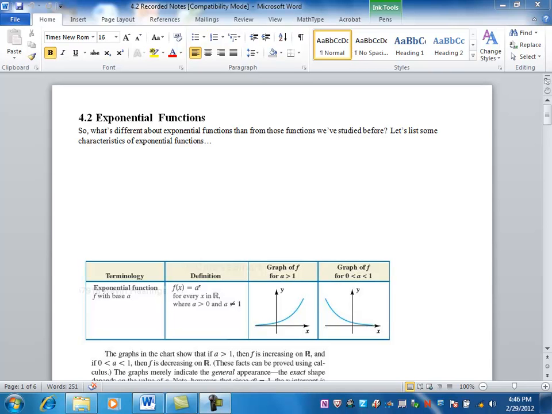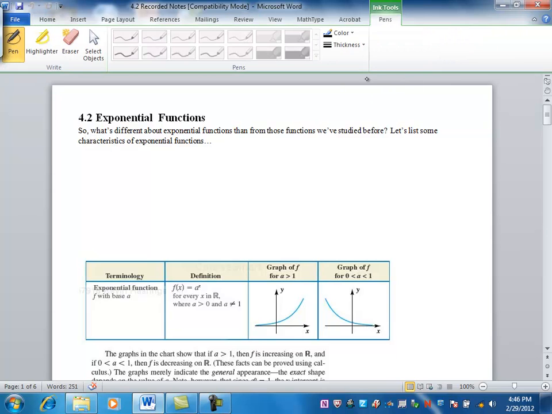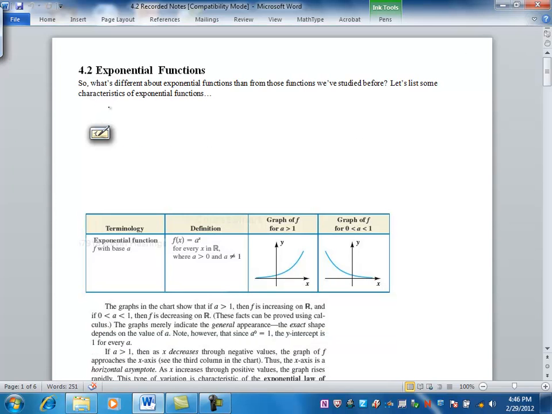And so let's just jump right in. You say, well, Kevin, what is so special about an exponential function? What is different than what we've looked at before? Well, I'm glad you've asked, because there's one major difference about exponential functions: instead of a variable base and a constant exponent, with exponential functions we have a constant base and a variable exponent. Okay, a constant base and a variable exponent.